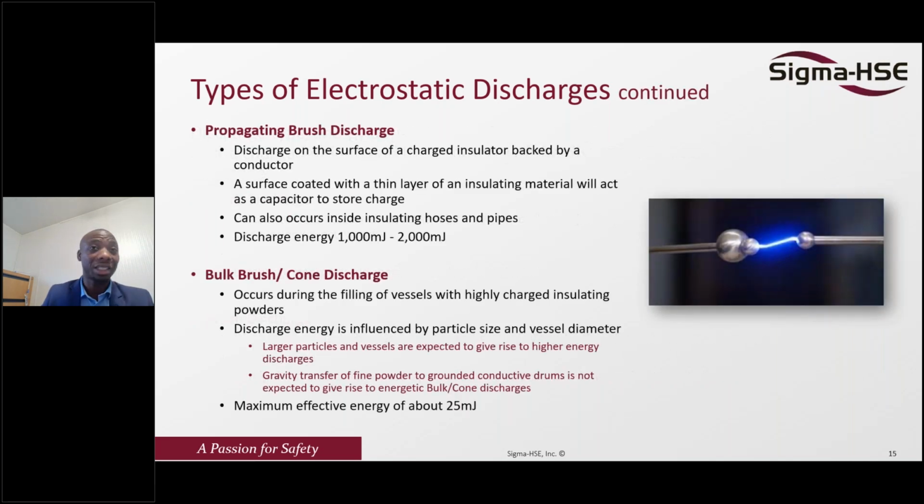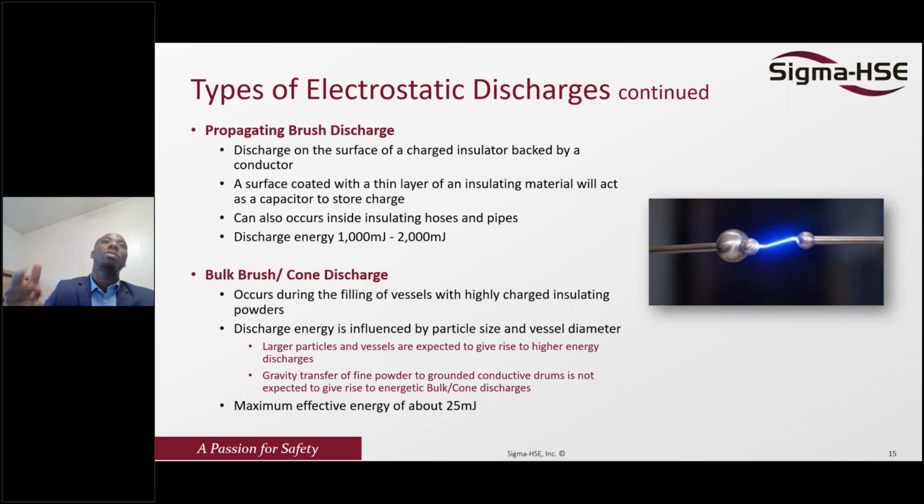What about propagating brush discharge? This is the most serious one. It is a discharge on the surface of a charged insulator backed by a conductor, or a surface coated with a thin layer of insulating material which will act as a capacitor. For example, in case I have my silo or maybe my static dissipative material such as a bin or a container, then I coat this container with maybe insulative paint. This paint will actually serve as a capacitor because it's an insulator and the metal is there. So the discharge between them will serve as a propagating brush discharge.